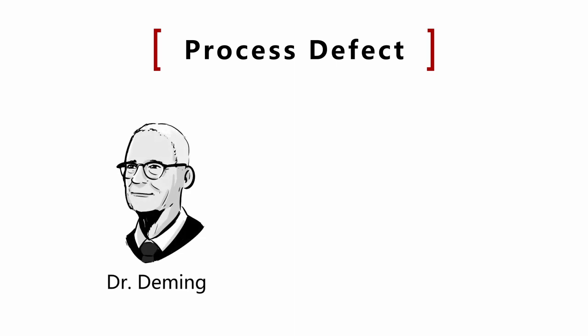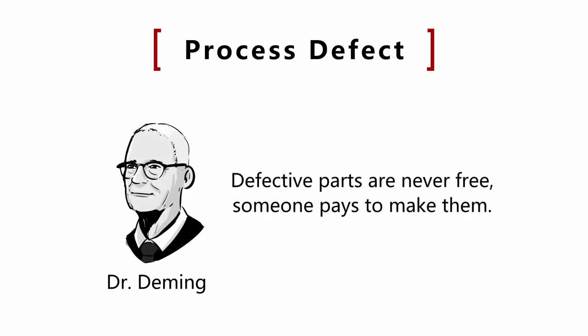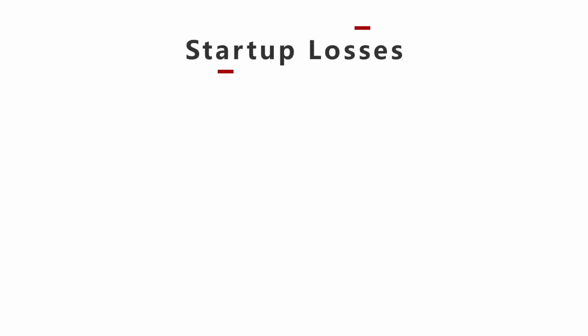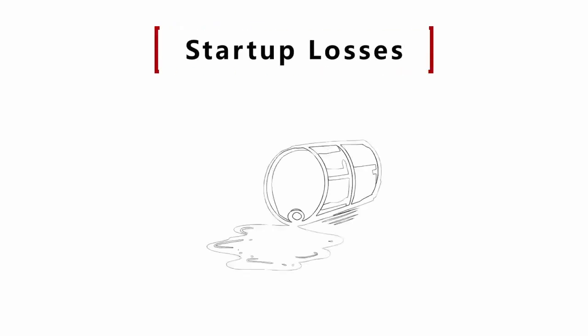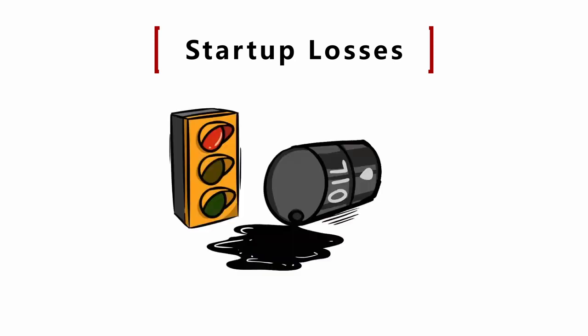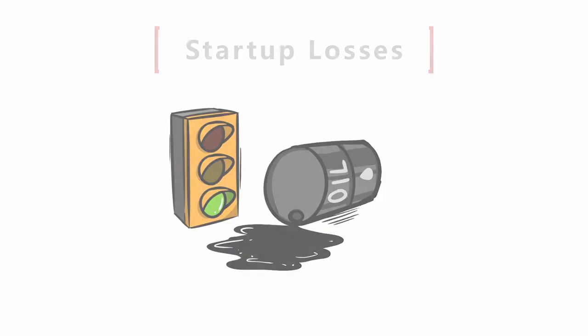Process defect. Deming said, "Defective parts are never free, someone pays to make them. It is useless to work, even with the utmost effort, if defects are produced in the end." Startup losses. A classic example of startup losses is when a machine needs time after being switched on in winter to bring the working oil to the right temperature.